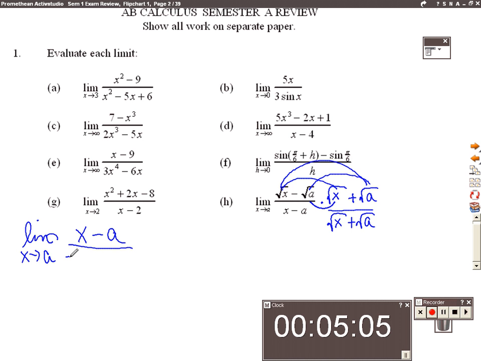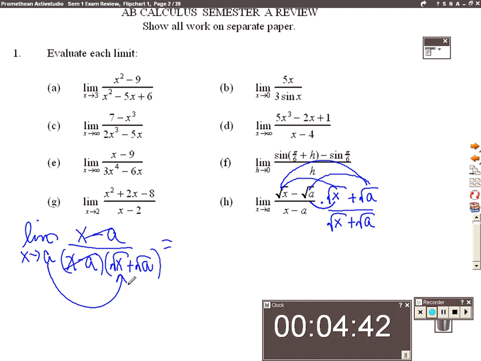Now in the denominator, do not distribute, or as you all like to say, FOIL, those two factors together, because what we're hoping to do is to remove a factor and to remove a discontinuity. You can see that the x minus a in the numerator will divide out with the x minus a in the denominator. So now I can use direct substitution since I've removed the discontinuity and get 1 over square root of a plus square root of a, which is equal to 1 over 2 square root of a.